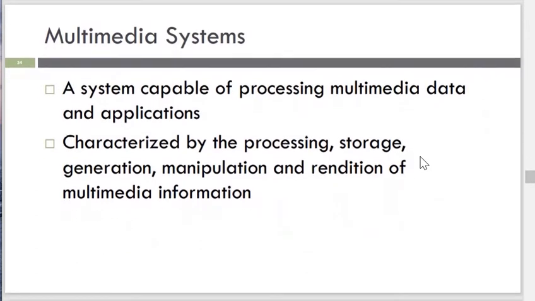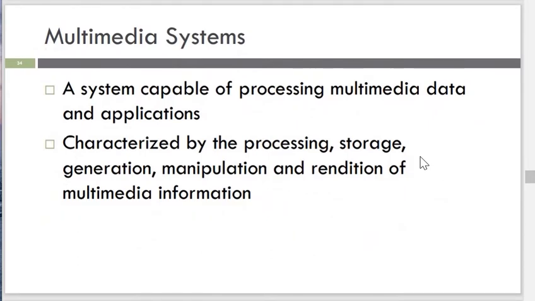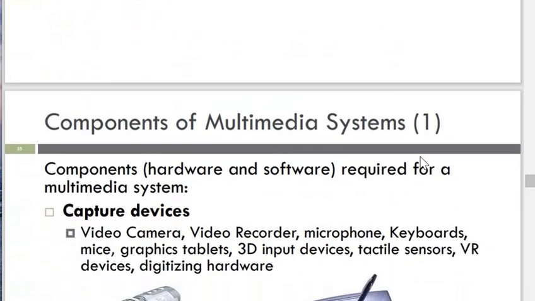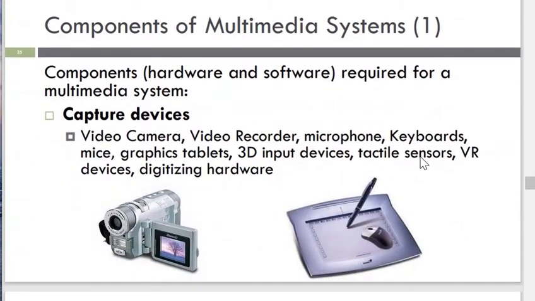A multimedia system is a system capable of processing multimedia data and applications, characterized by the processing, storage, generation, manipulation, and rendition of multimedia information. The components of multimedia systems are the hardware and software required for a multimedia system. The capture devices include video camera, video recorder, microphone, keyboard, mouse, and graphics tablets.